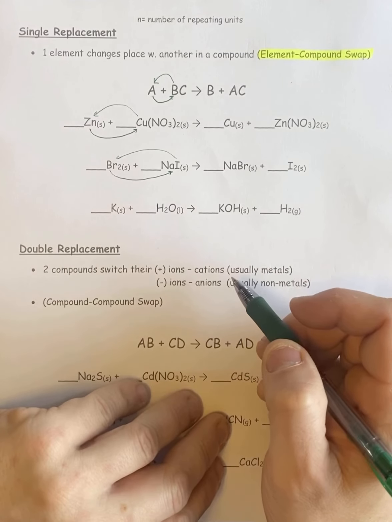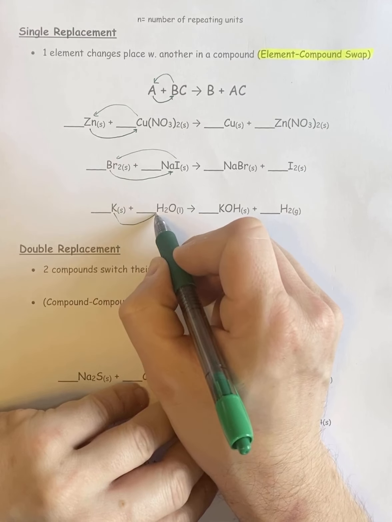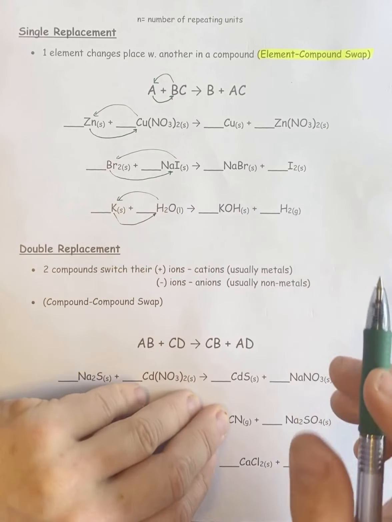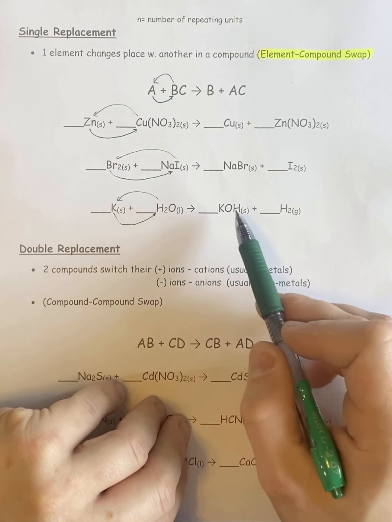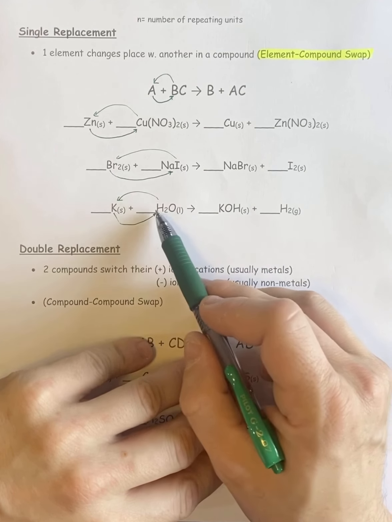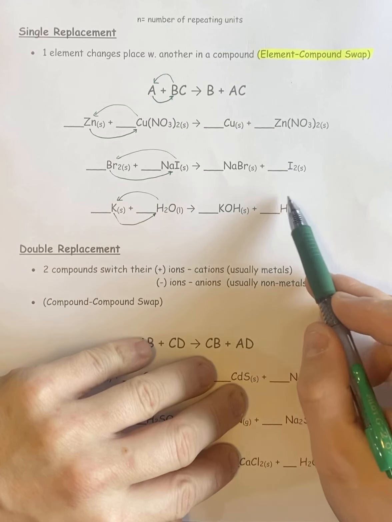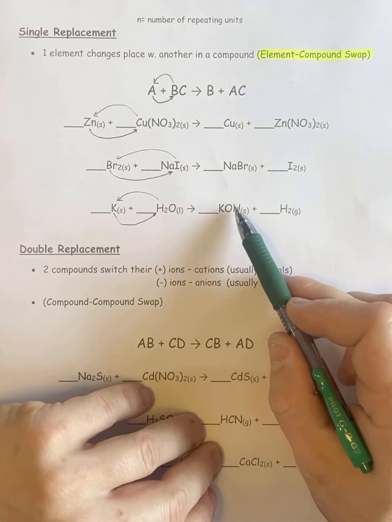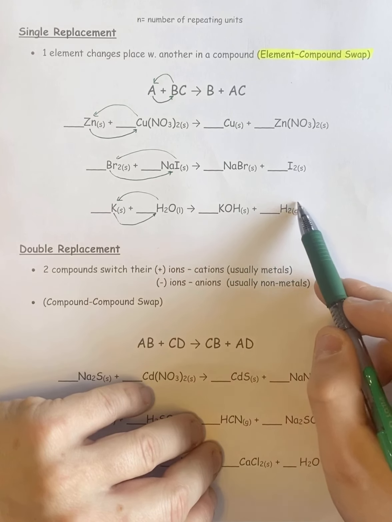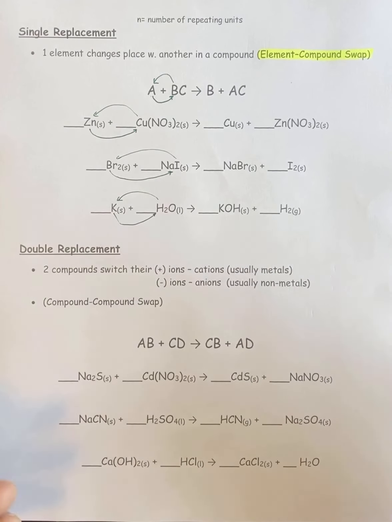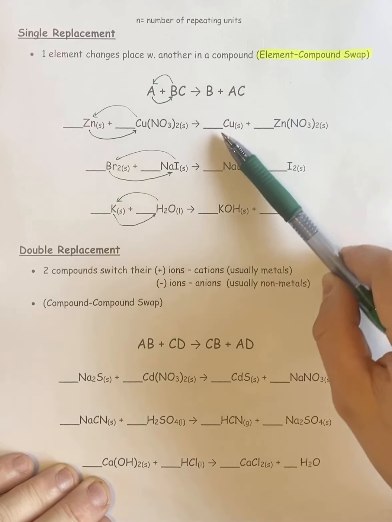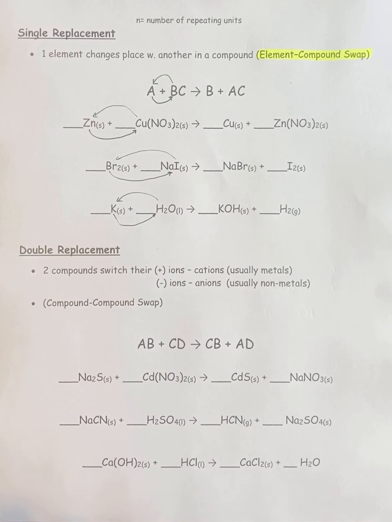Done. In this one, K trades places with one of the H's. So that still counts because now K was an element, it's now in a compound as KOH, and H was in a compound, and now we have H outside the compound. Now granted, H is still in the compound here, but we also have elemental H, which is what's important there. So that's how you figure out if something's single replacement. At this point, you will not have to figure out the products. You're just going to have to identify the reaction for now.